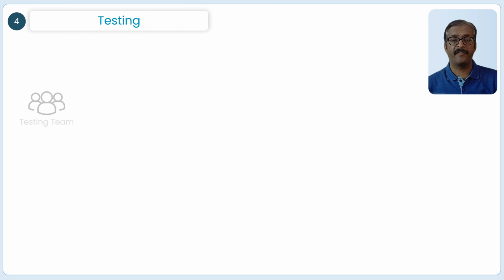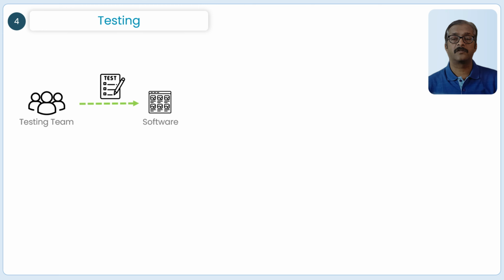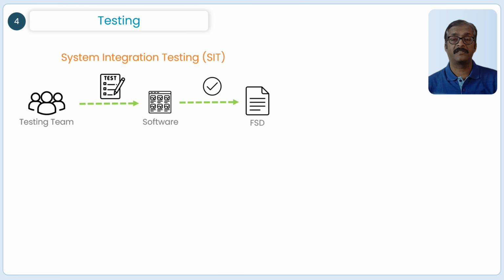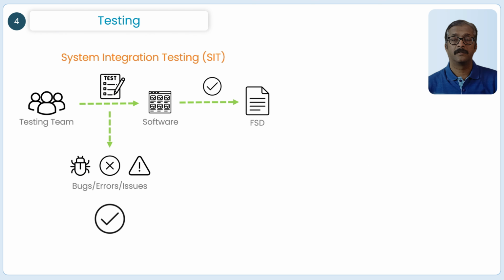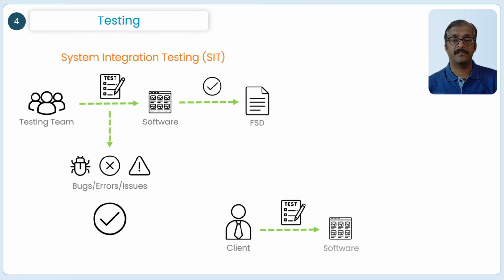Post-development, we have the testing phase. Once the software is built, the testing team checks to make sure it works as per the client requirements. This is called SIT, or System Integration Testing. All bugs and issues found are fixed before you can move to the next step. There is also a round of testing performed by the client or business users, often called user acceptance testing, to ensure the system meets the requirements before it goes live.